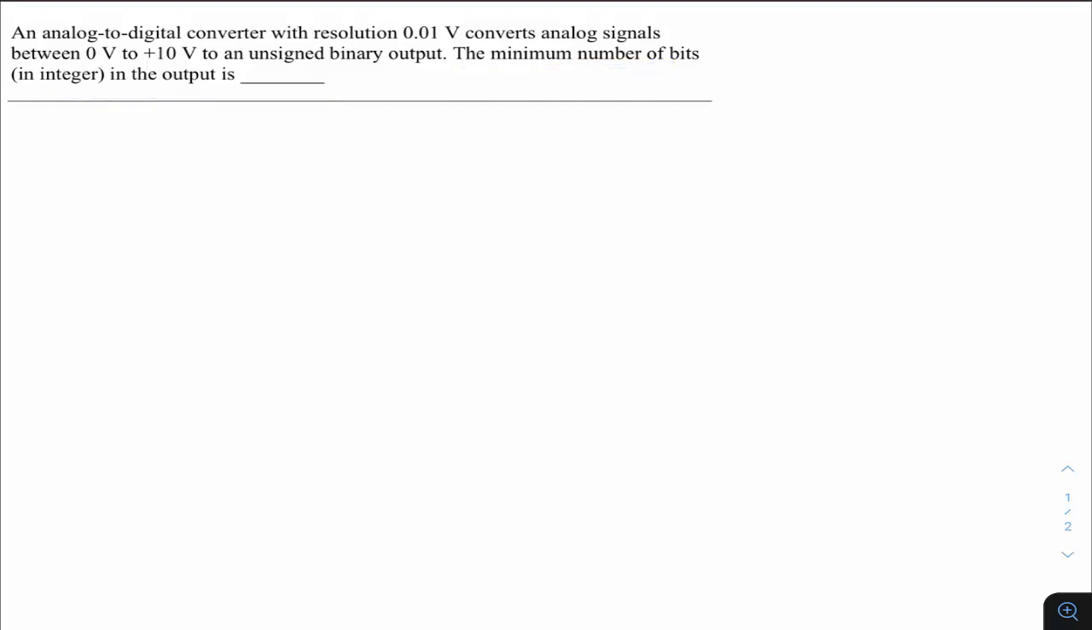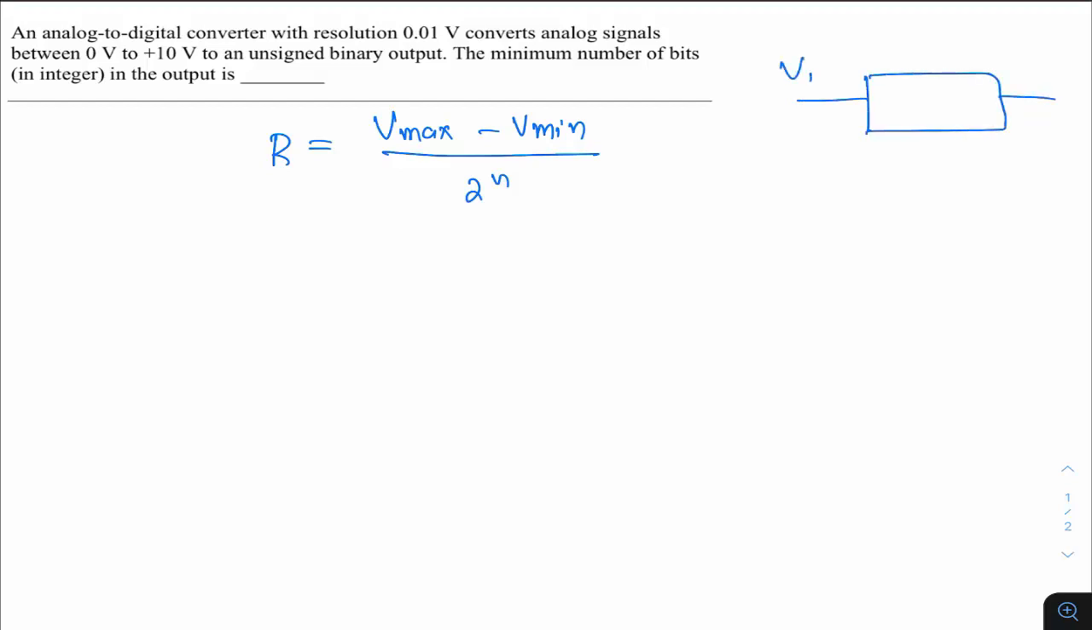So basically, resolution is given, and resolution has a well-defined formula in terms of bit size. By equating those equations, we can easily get the value of n, the number of bits. The resolution of an ADC is given by V max minus V min divided by 2 raised to power n. This is an analog to digital converter. This is your analog input, V in, and the digital output. So how many binary outputs will be there? That depends on the resolution. So we need to find how many such lines are there. Resolution is given by V max minus V min divided by 2 power n.